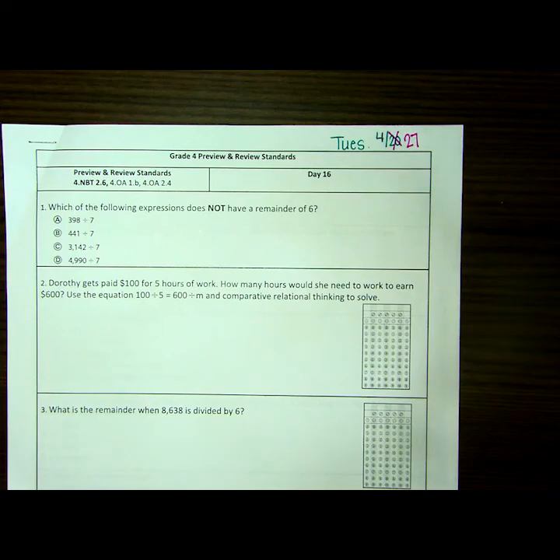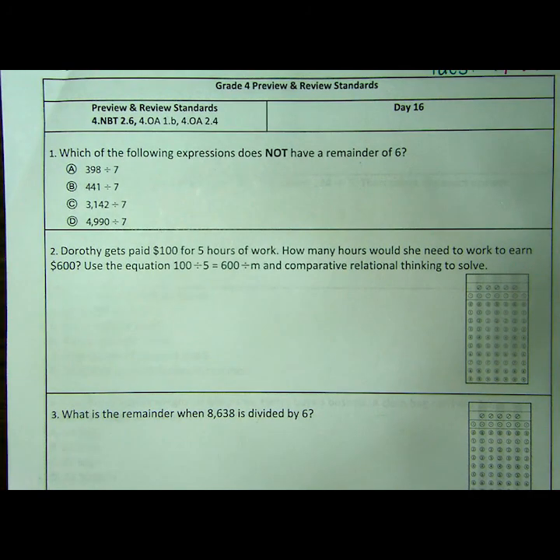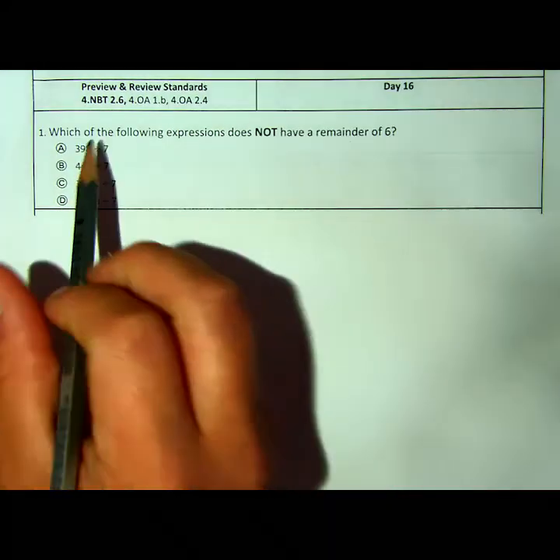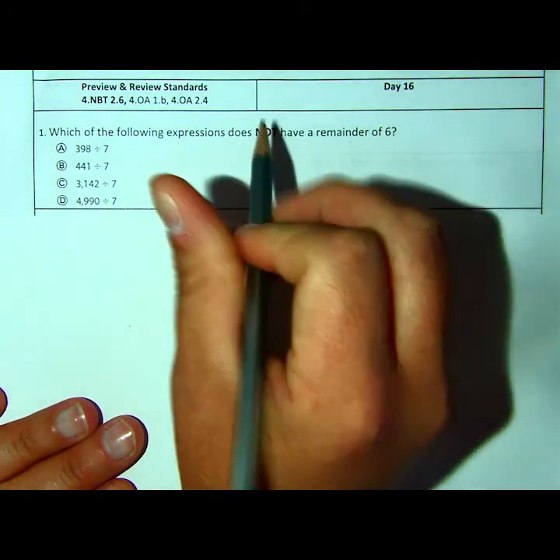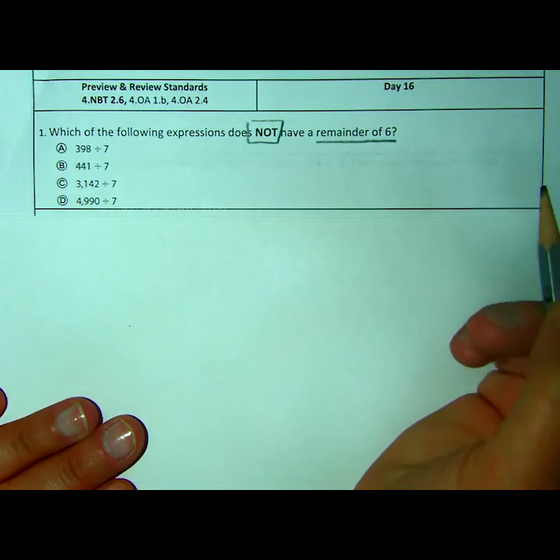Alright guys, so today we are watching this teacher video to go through day 16 or Tuesday's math work. I would imagine that this day probably took you a little bit longer, a lot of division, and we learned from before that this takes a little bit more time. So when we look at question number 1, the question is, which of the following expressions does not have a remainder of 6? So for me, I would box in not and then underline remainder of 6.